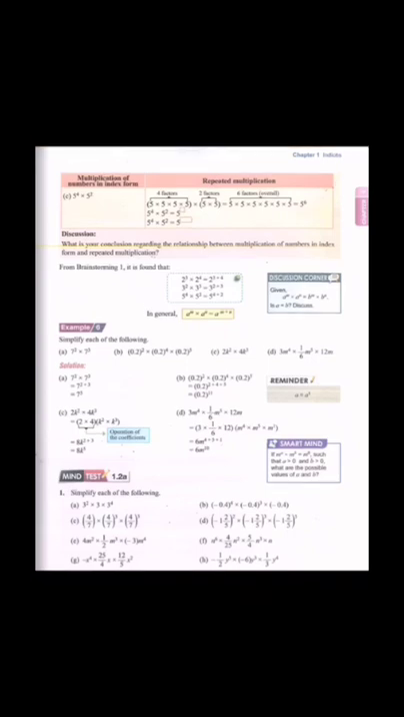So we just 2 times 4 we will get 8. Then k to the power of 2 times k to the power of 3 we will get k to the power of 5. So the last answer is 8k to the power of 5.